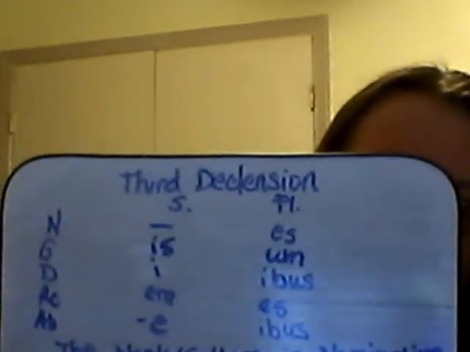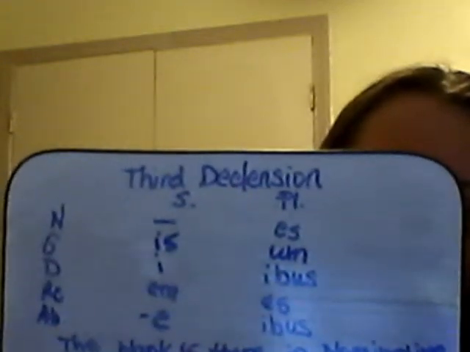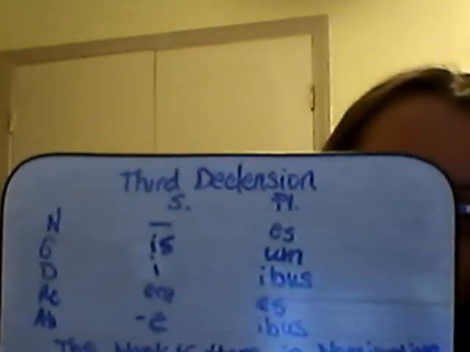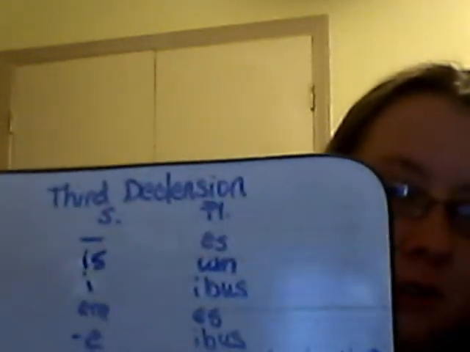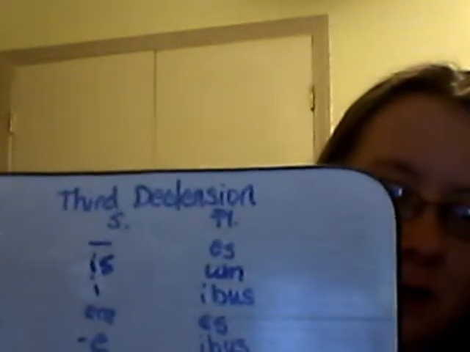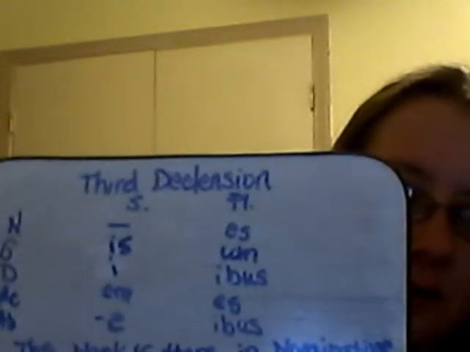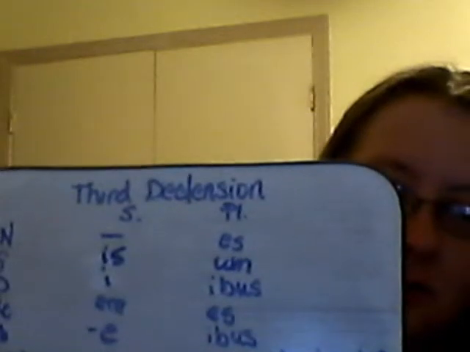But the endings for the rest of it are is, i, em, e, es, um, ibus, ibus. Looks kind of strange, but that's supposed to be an i; I wrote it in cursive when the rest is in print. The blank is there in nominative because there's no pattern.